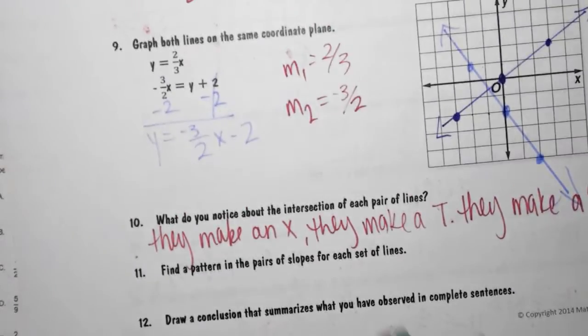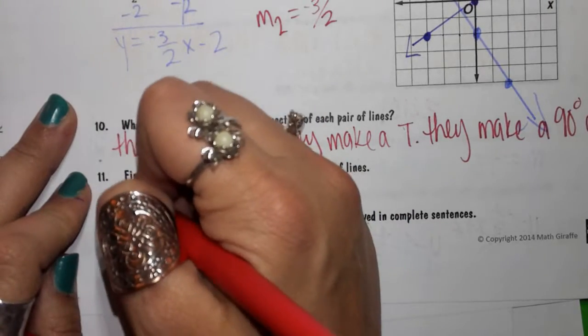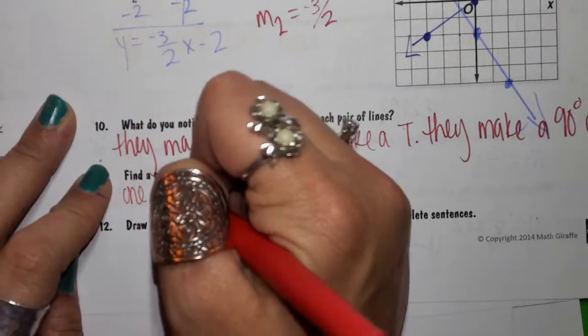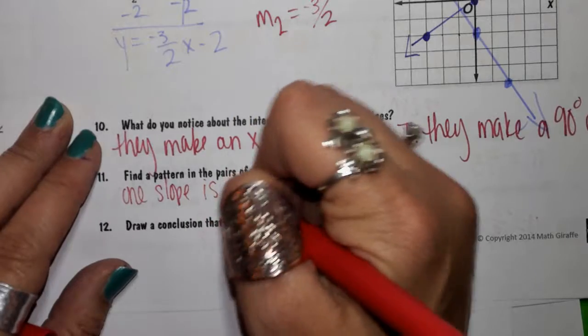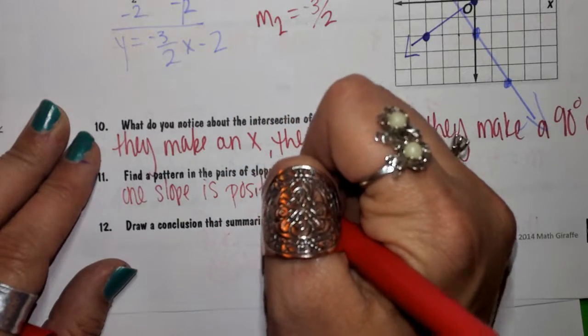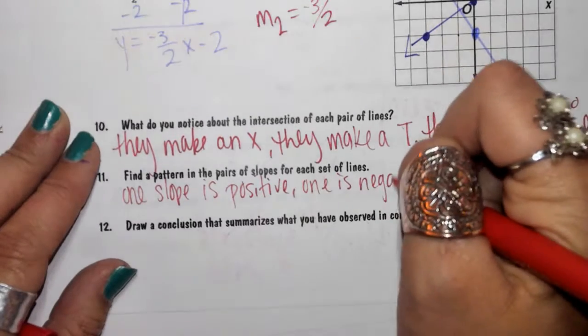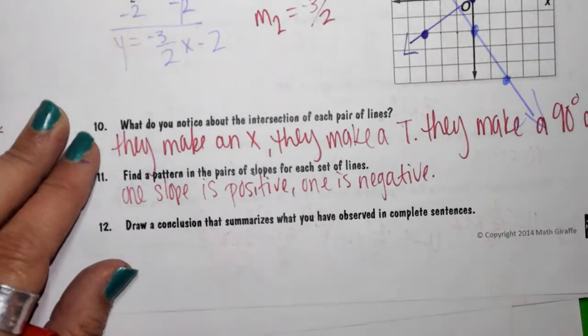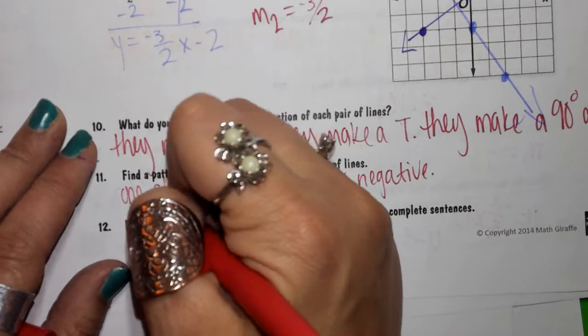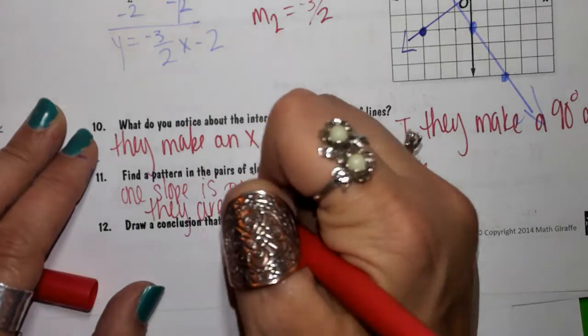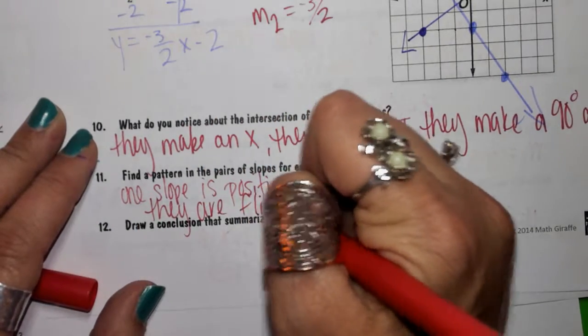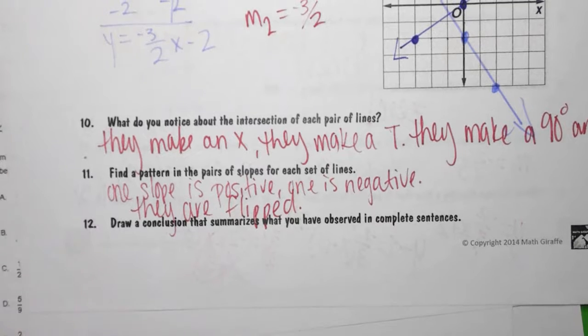One's positive, one's negative, okay? So, one slope is positive. One is negative. What else? They're flipped. They are flipped. And it'll be that way every single time.